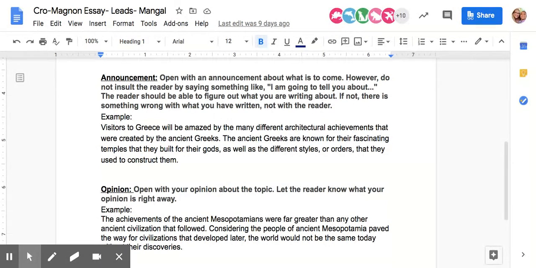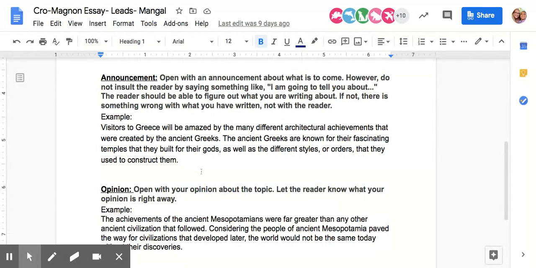Another option could be an announcement. So maybe open with an announcement about what is to come. However, do not insult the reader by saying something like, I am going to tell you about. Again, that is not an acceptable lead because all we have to do is read to figure that out. The reader should be able to figure out what you're writing about. If not, there's something wrong with what you have written, not with the reader. So basically, you don't need to say, I'm going to do this, because we'll figure that out as we're reading.